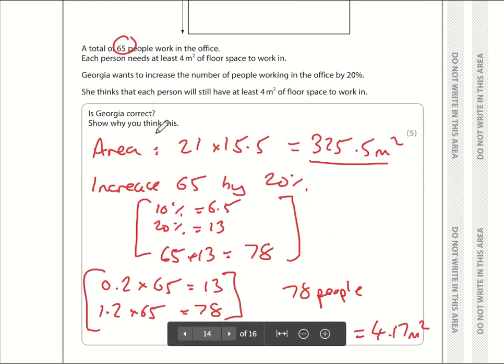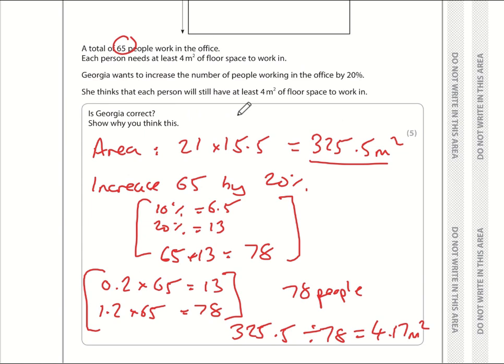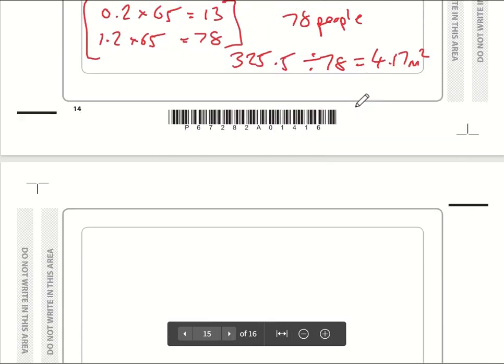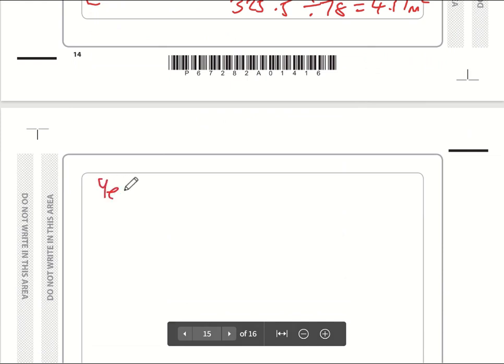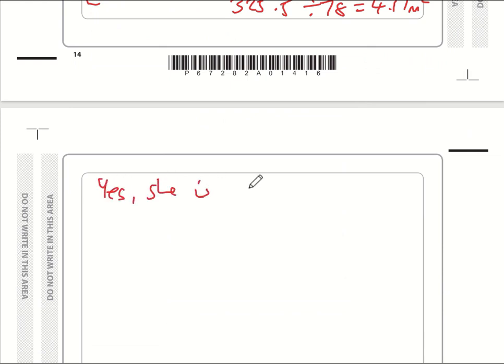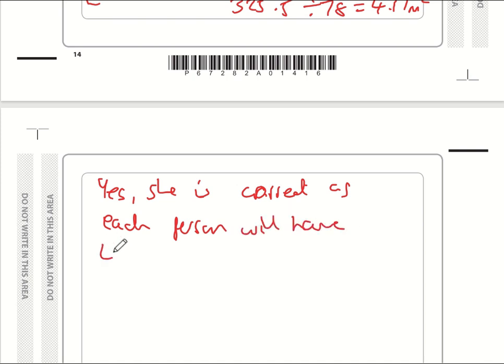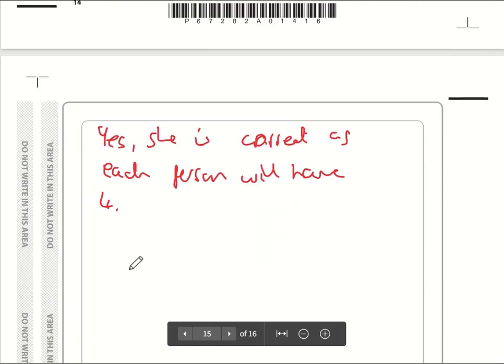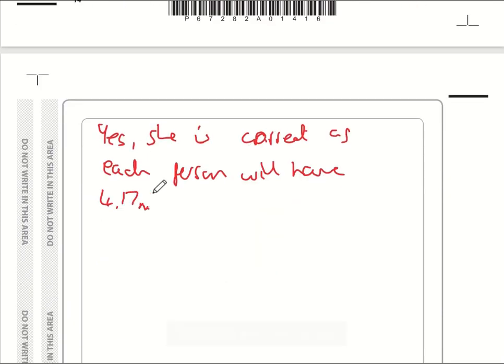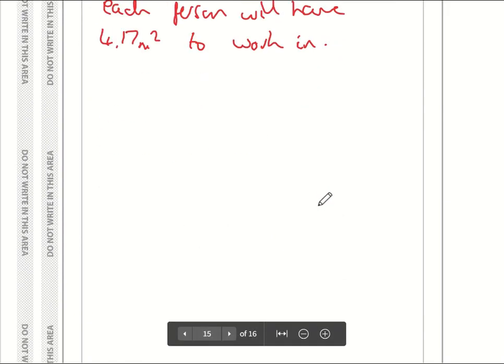What's the question? Georgia thinks that each person will still have at least 4 square meters of floor space to work in. Is she correct? You can say yes, she is correct, as each person will have 4.17 meters squared to work in. There we go, all words to that effect, and we are done.